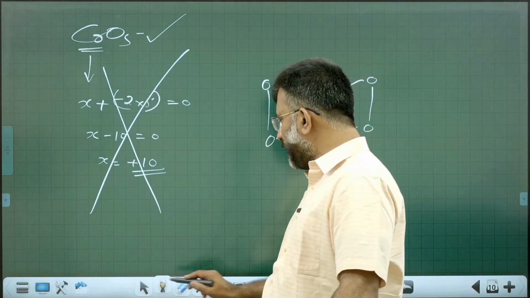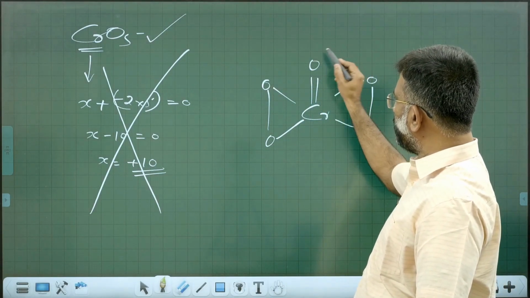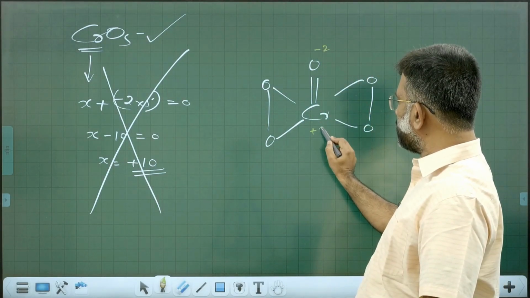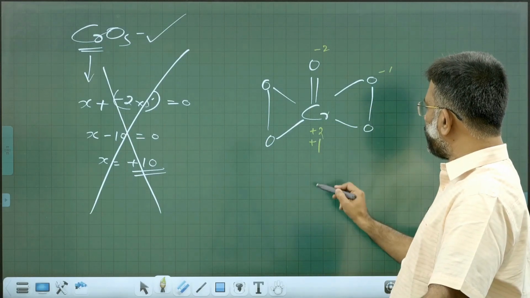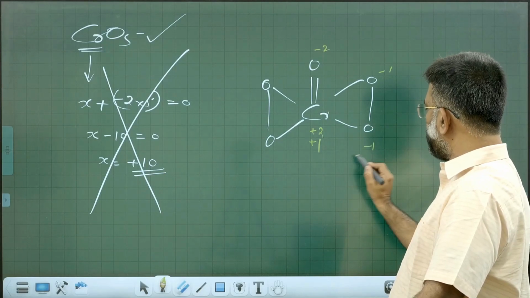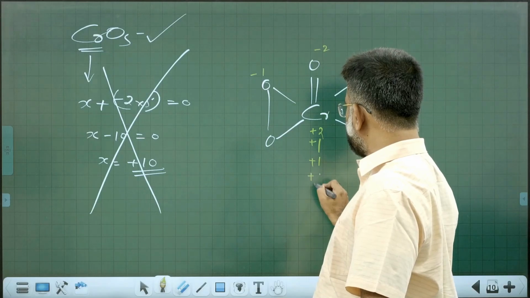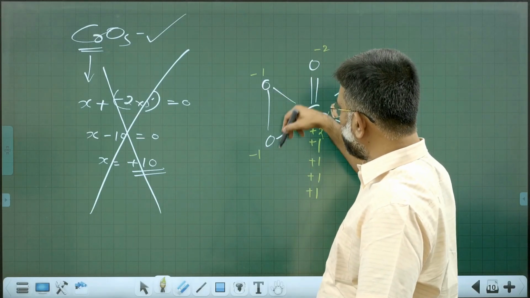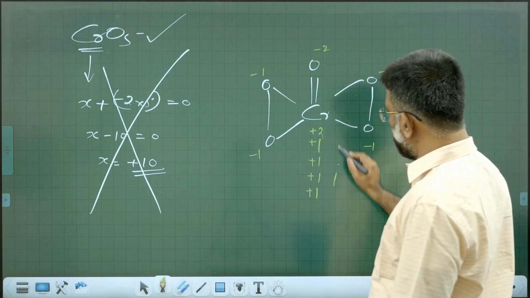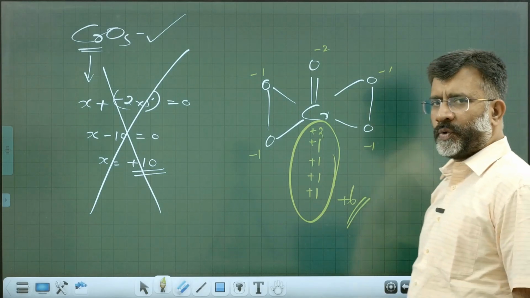4 oxygen maintain peroxide linkage. Now you see A-B double bond: this is -2, this is +2. A-B single bond: -1, +1. A-B single bond: -1, +1. A-B single bond: -1, +1. A-B single bond: -1, +1. A-A: 0 contribution. So the total value for chromium comes out to be +6, and now we are happy with the answer.